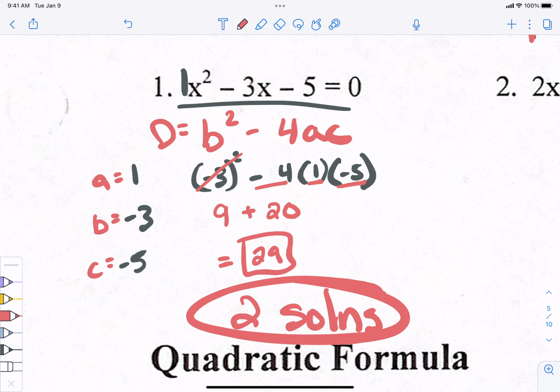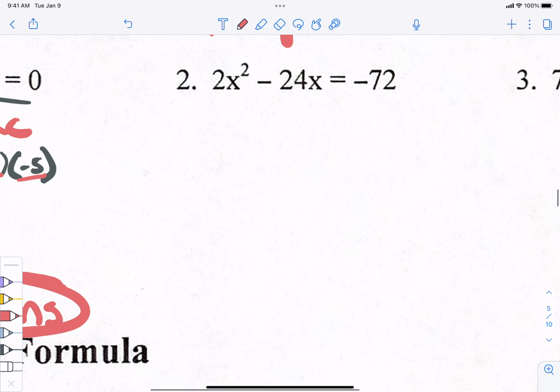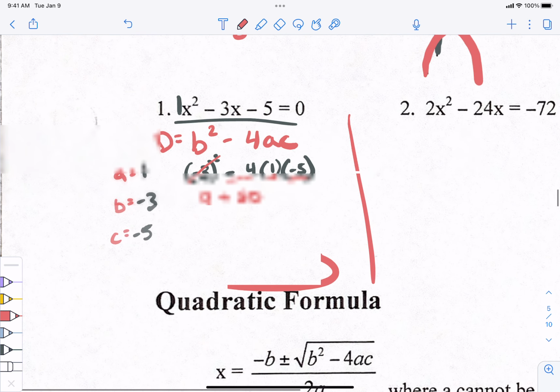29 is the discriminant. How did we get 2 solutions? That's what's underneath the square root. Because it's positive. We'll do the next example and we'll see if you catch on. So number 2. What's positive? 29 is a positive number.